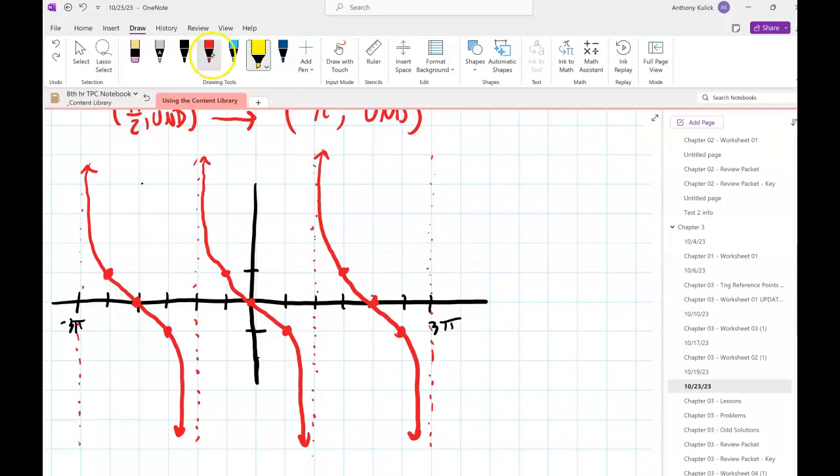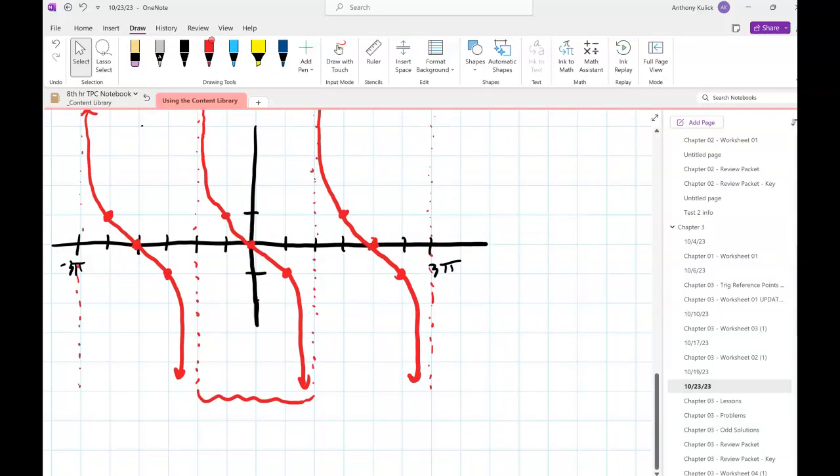What is the period? What is the length of one full cycle here going to be? It's the distance from asymptote to asymptote, right? So we started over here at negative pi, and we ended here at positive pi. So how long is the length for our period? Going from negative 1 pi to positive 1 pi, that's 2 pi long, right?